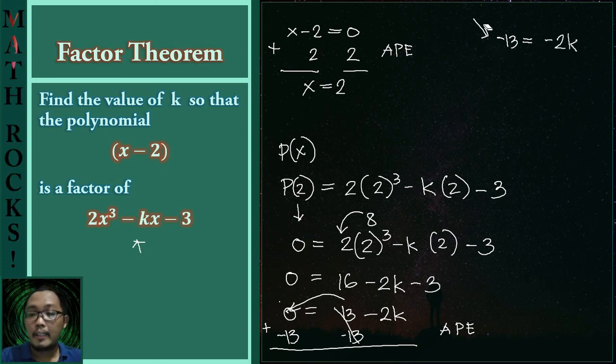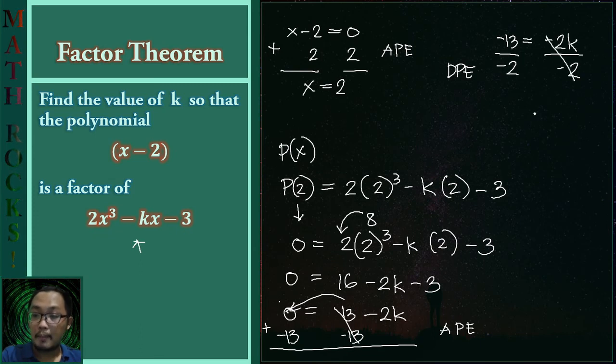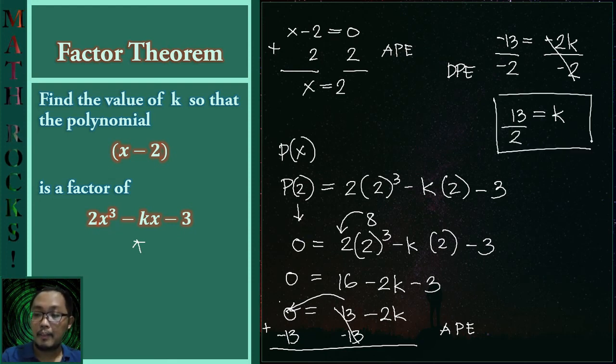So writing only the negative 2k. For us to have the value of k, we must eliminate the negative 2. The division property of equality tells us to divide both sides of this equal sign by a negative 2. So it becomes a positive 1, and 1 times k is equal to k. And here we have the value of k be equal to negative 13 divided by negative 2, which is 13 over 2. So this will be the value of k, so that the x minus 2 is a factor of this polynomial.